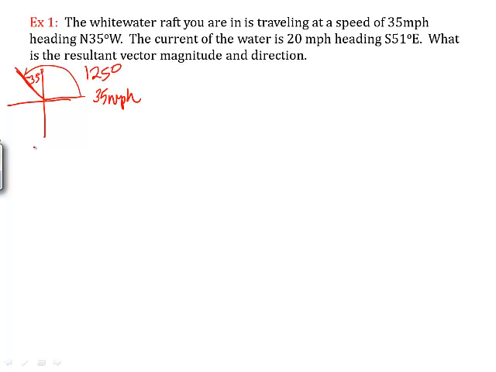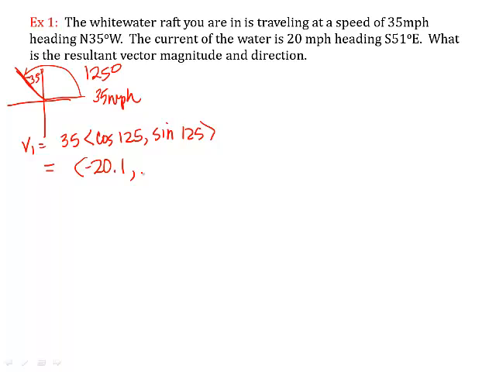So I can find my component form of the vector. Remember, we do the magnitude times the cosine of the angle, and the magnitude times the sine of the angle. All right, let's crank this out. 35 cosine of 125 gives me negative 20.1, and 35 sine of 125 gives me 28.7. Okay, so that's my vector 1. That's the vector of the raft.